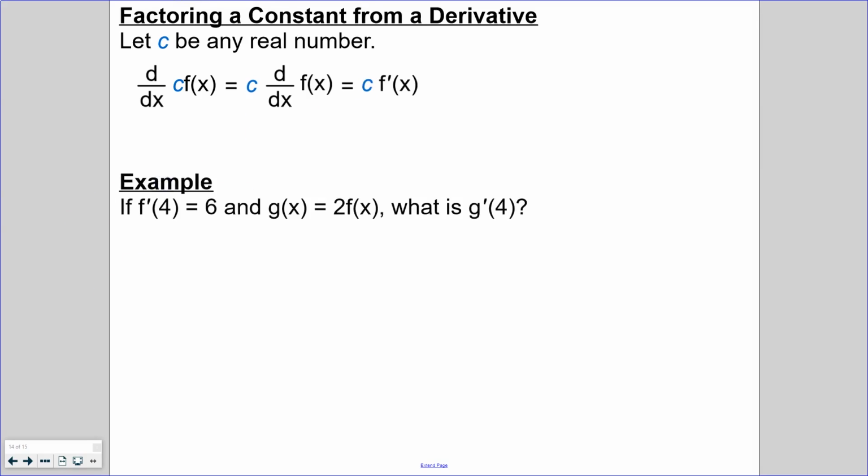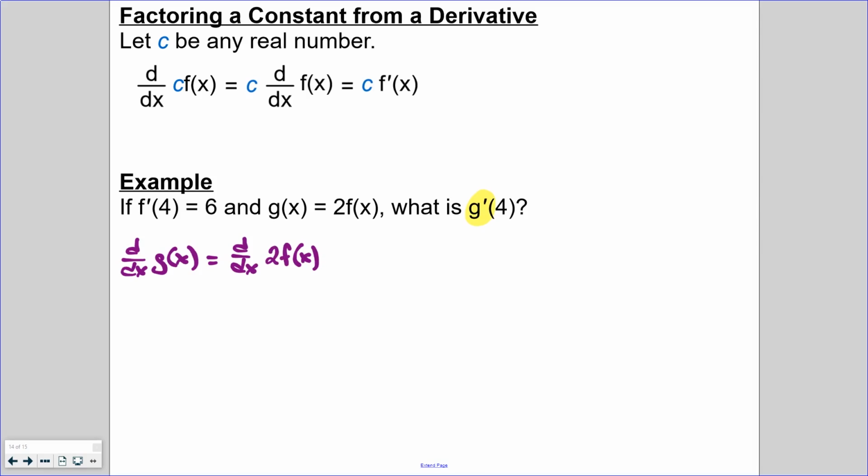And then we can look at an example. So here, if f prime of 4 equals 6, and g of x is equal to 2 times f of x, what is g prime of 4? As we can see here, we're looking for the derivative, so first, we're going to have to take the derivative of g of x. But g of x is equal to 2 times f of x, so we can substitute that in, so d/dx of 2 times f of x.